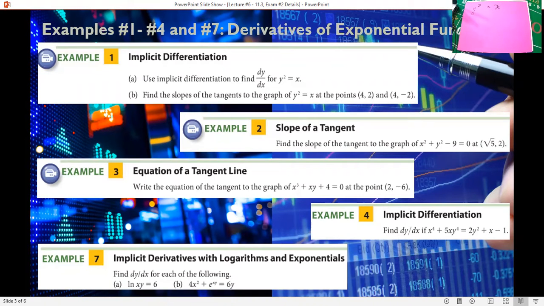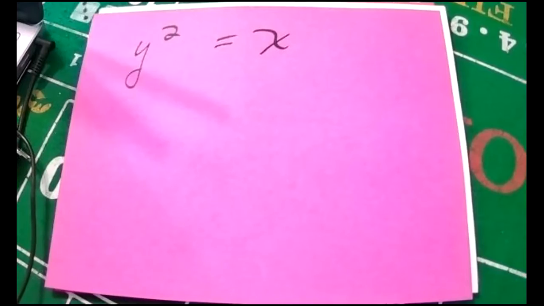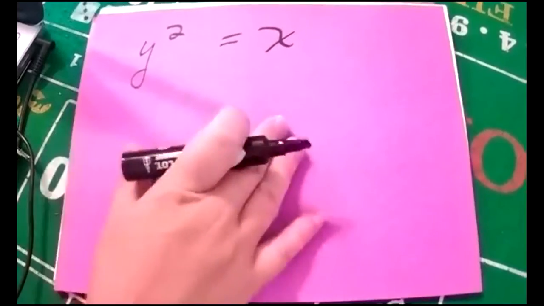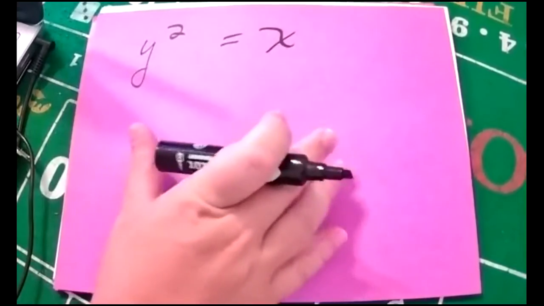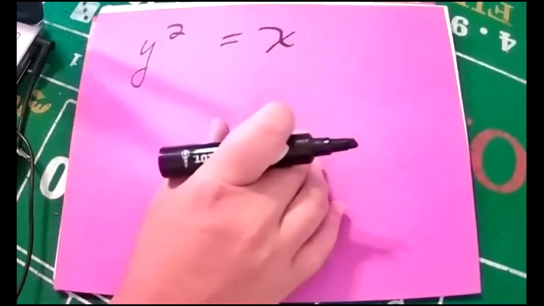In example 1, part A is asking you to use implicit differentiation to find dy dx for y squared equals x. At this point, I'm going to ask you guys to please change your view in the top right to speaker view. That way you'll get a nice clear image of what I'm writing here. It'll fill up the screen instead of being a very small rectangle, and you have to be able to follow the algebra here. So you want to toggle over into speaker view up there in the top right.